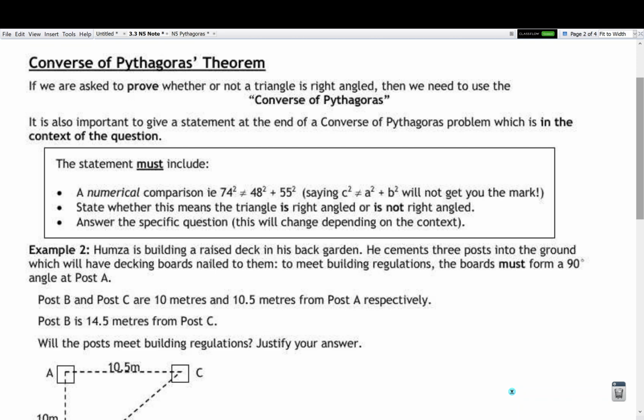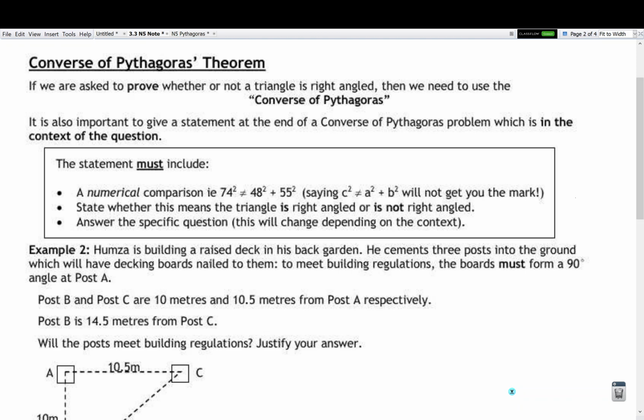Hi guys, so this is lesson 3 of National 5 Pythagoras, and we're now going to deal with the converse of Pythagoras' theorem, which is essentially just proving whether or not a triangle is right angled. So this involves essentially just using Pythagoras' theorem in a slightly different way, and writing is always really important. We must write a statement at the end of each question, basically saying, is it right angled, yes or no?